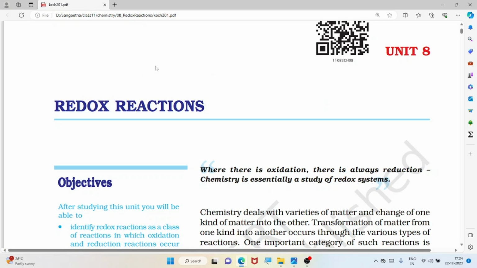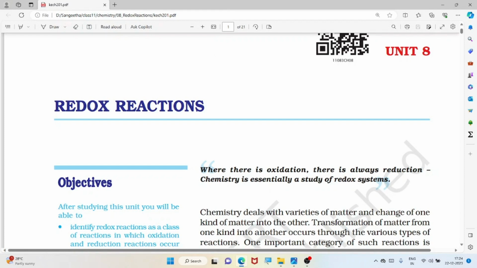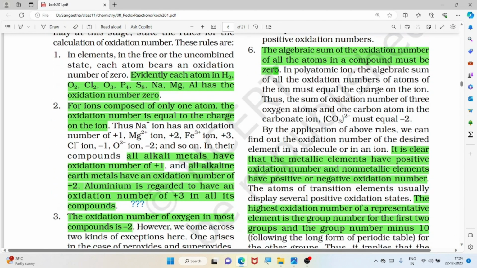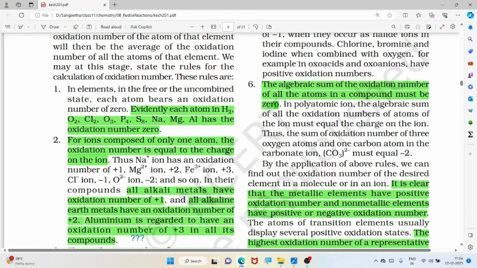In class 11 and 12 chemistry, in many chapters we need to find the oxidation number of the elements. The rules to find the oxidation number are given in the redox reactions chapter of class 11 chemistry. I will go through the rules here. These are the 6 rules.